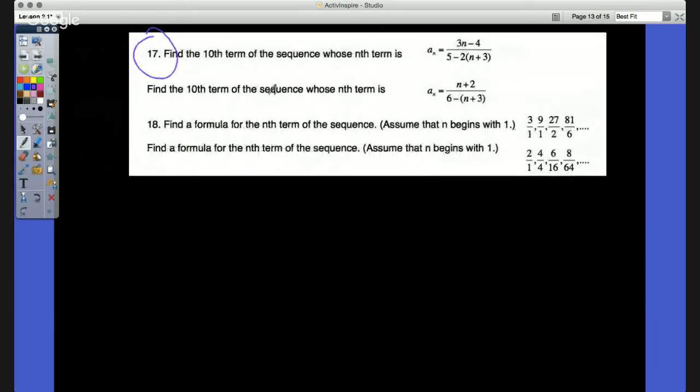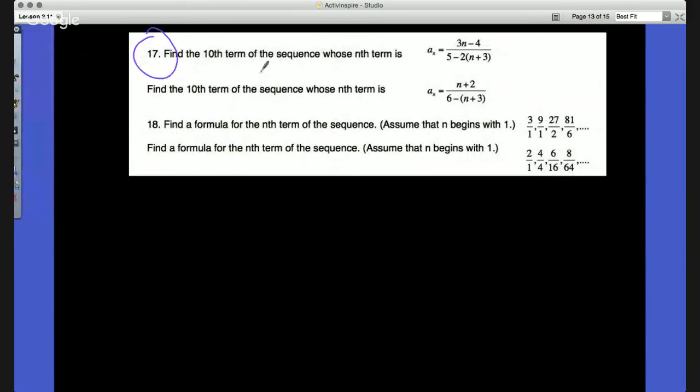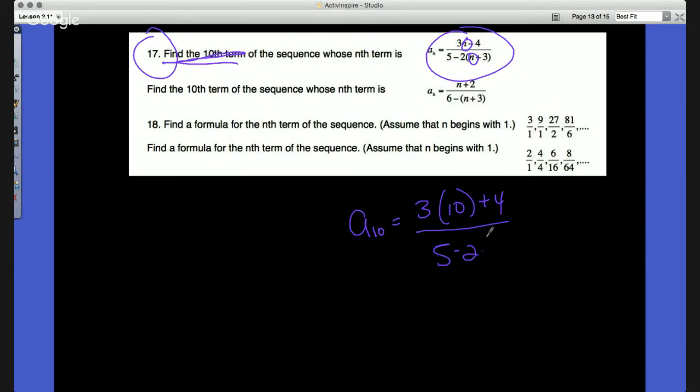Awesome. I like 17 because it's pretty basic and self-explanatory. Find the 10th term. If this is the sequence, all we're going to do is plug 10 in for n. So we'd say a of 10 equals (3 times 10 plus 4) all over (5 minus 2 times 10 plus 3). PEMDAS, my daughter's name.